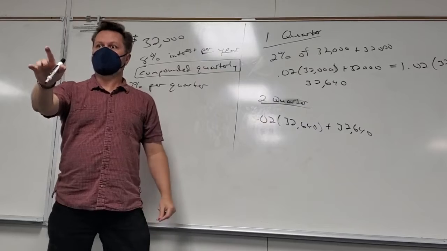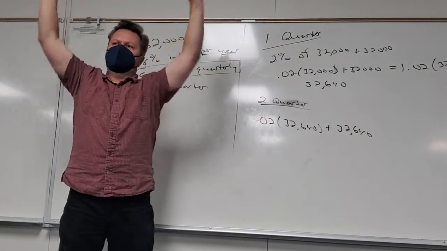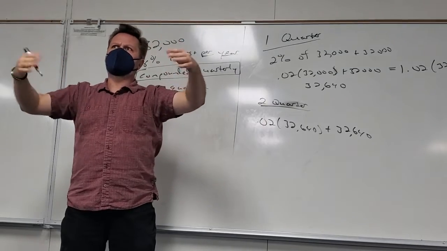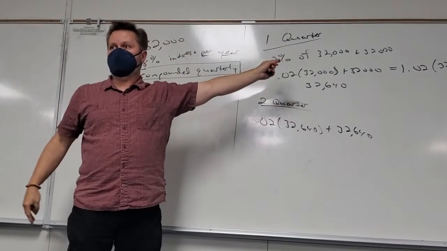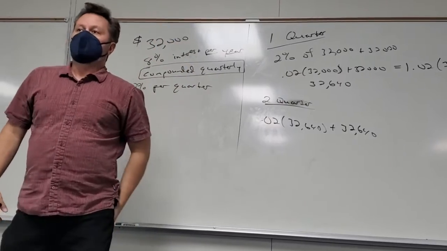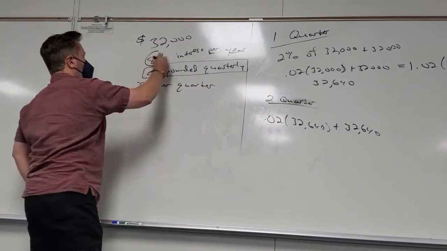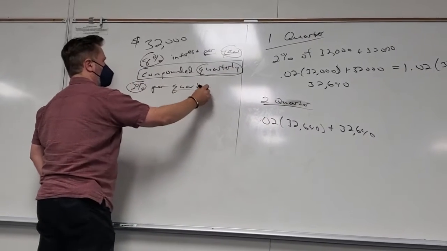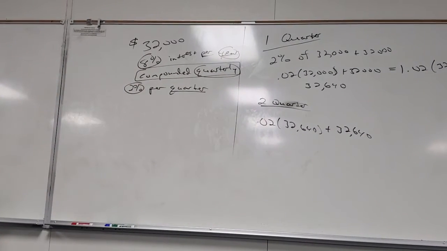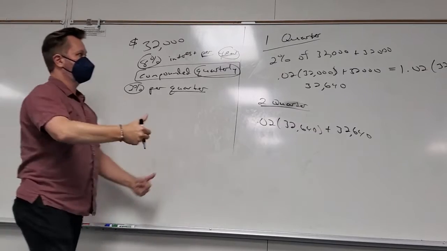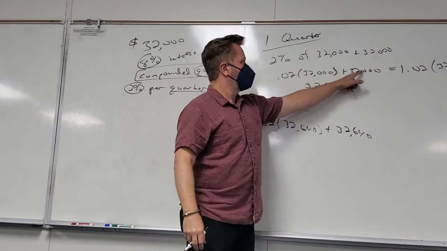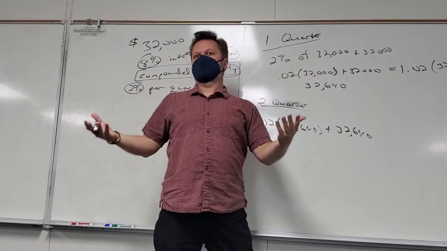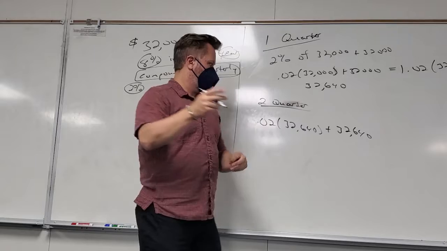All right, now stay with me. This is cool. Is everybody cool with that right there? Yeah. 2% added to a whole thing is 102% of the thing. That's all I'd say. Where did you get the 0.02 again? Oh, it was 8% a year, quarterly, so that's 2% per quarter. So it's a whole one of these, plus 0.02 of these, is 1.02 of these. That's all it says.